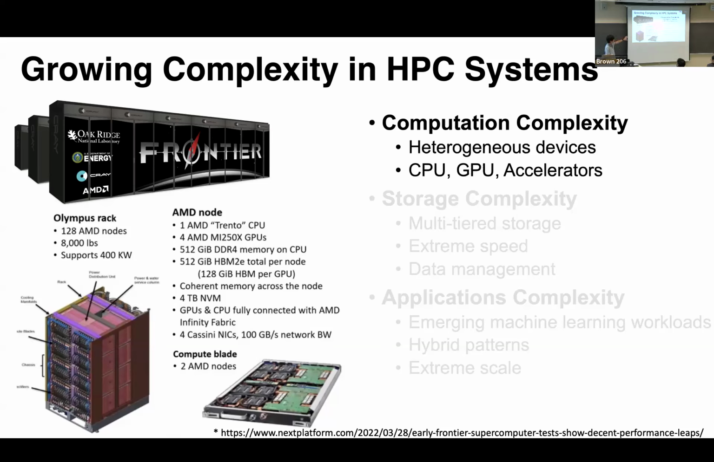This is the computation part. The storage part is even more complex in the Frontier system, because we want to achieve matching storage performance with the computation. So I summarize the complexity into 3 different aspects. The computation complexity, of course, comes from the heterogeneous devices, GPU devices, CPU devices, and FPGA devices that are currently deployed in these HPC systems.